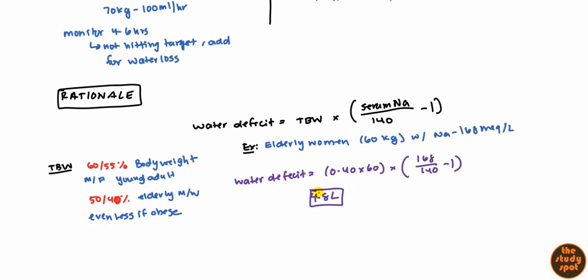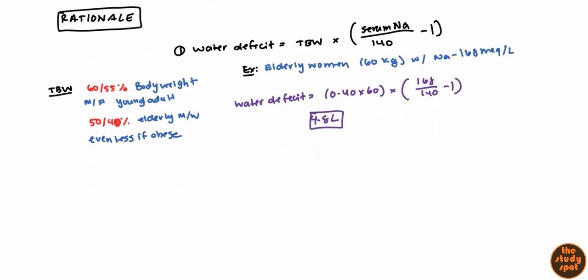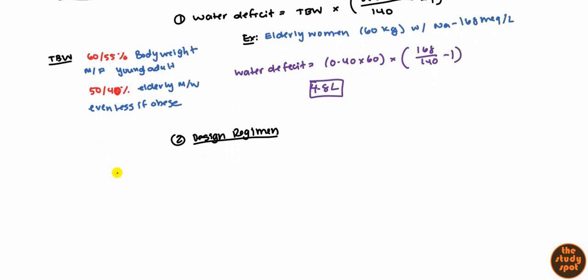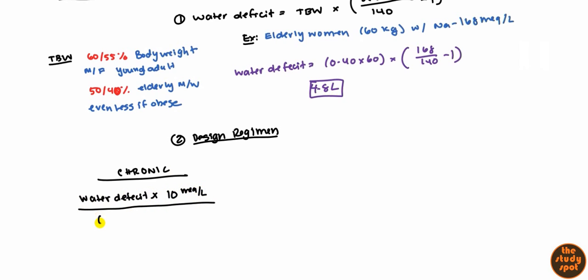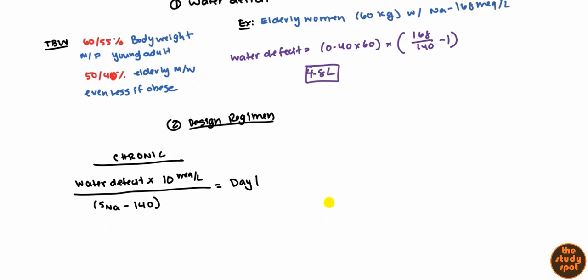Now that you've figured out how much water you need to give, you need to figure out how quickly to give it. So you have to design some sort of regimen to do it. Again, with chronic cases, we're not trying to exceed 10 milliequivalents per liter. So you take the water deficit that we calculated earlier, the 4.8, you multiply it by 10 milliequivalents per liter, that's the maximum you don't want to pass, and then you divide by the serum sodium minus 140, which is normal. So you find the deficit in the sodium, and that tells you how much to give them in 1 day. If you want to figure out per hour, you can just divide whatever you find for 1 day by 24 hours.